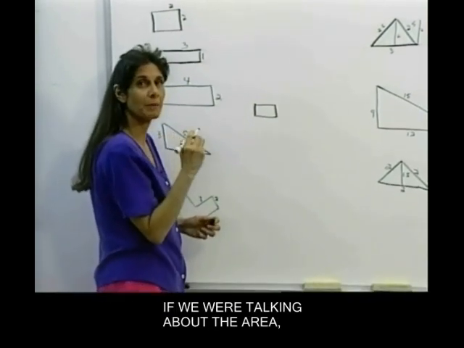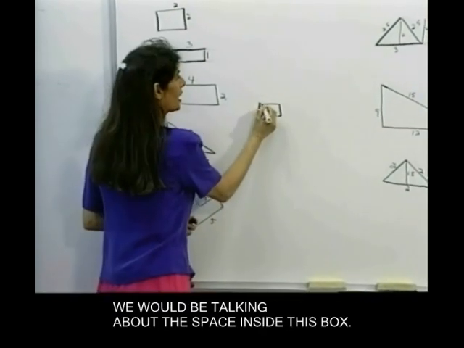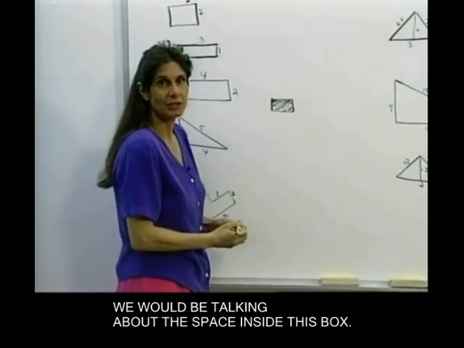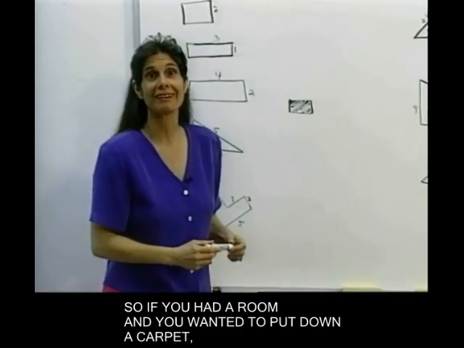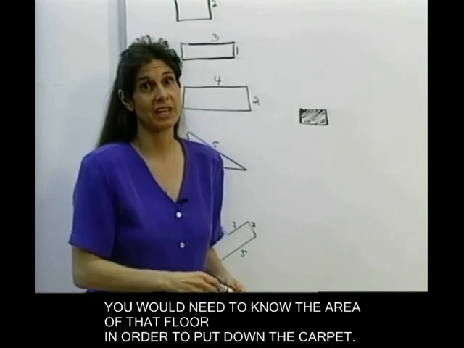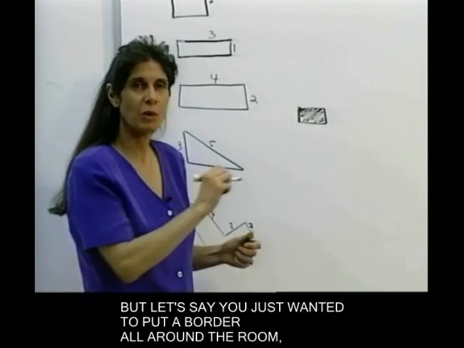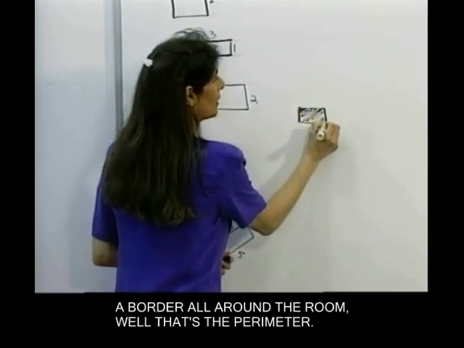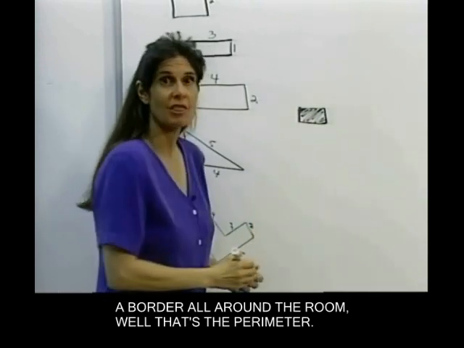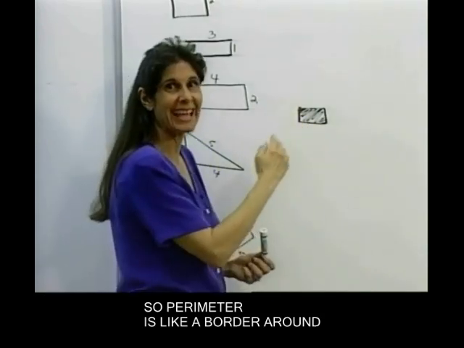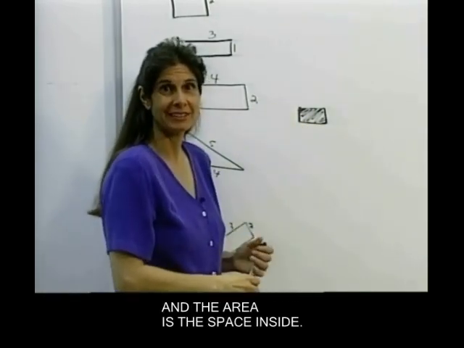If we were talking about the area, we would be talking about the space inside this box. So if you had a room and you wanted to put down a carpet, you would need to know the area of that floor in order to put down the carpet. But let's say you just wanted to put a border all around the room. Well, that's the perimeter. So perimeter is like a border around, and the area is the space inside.